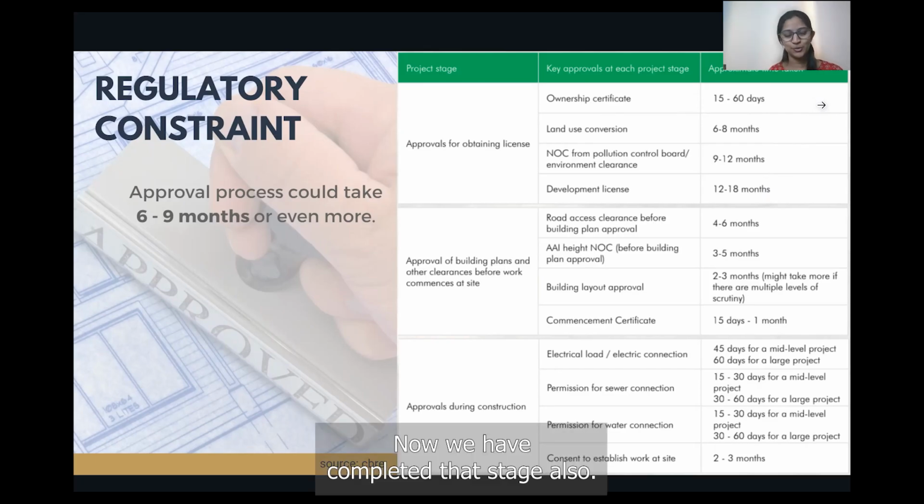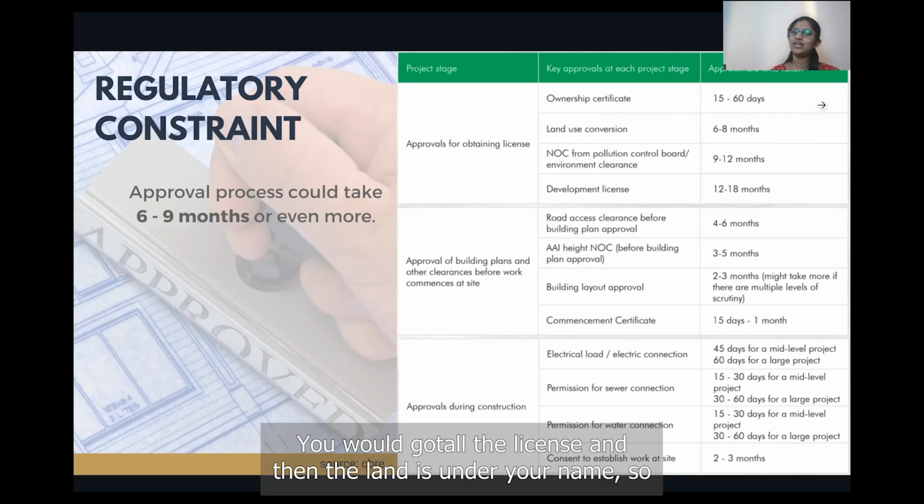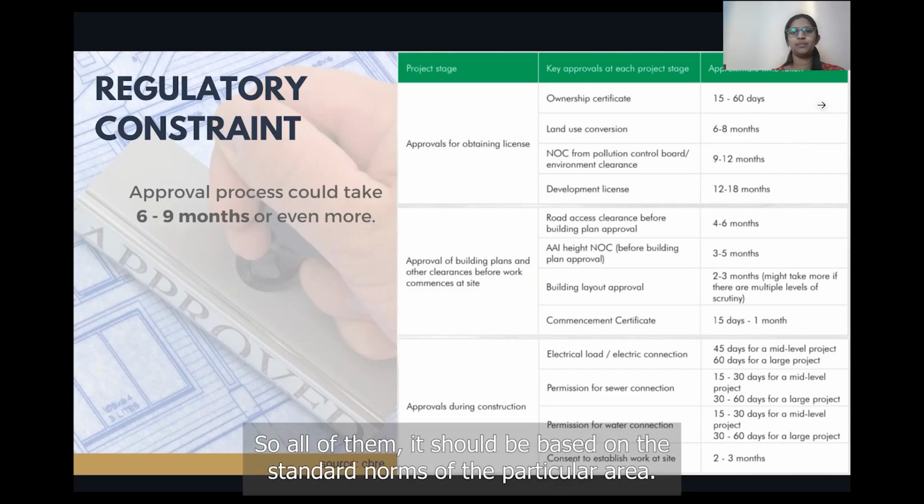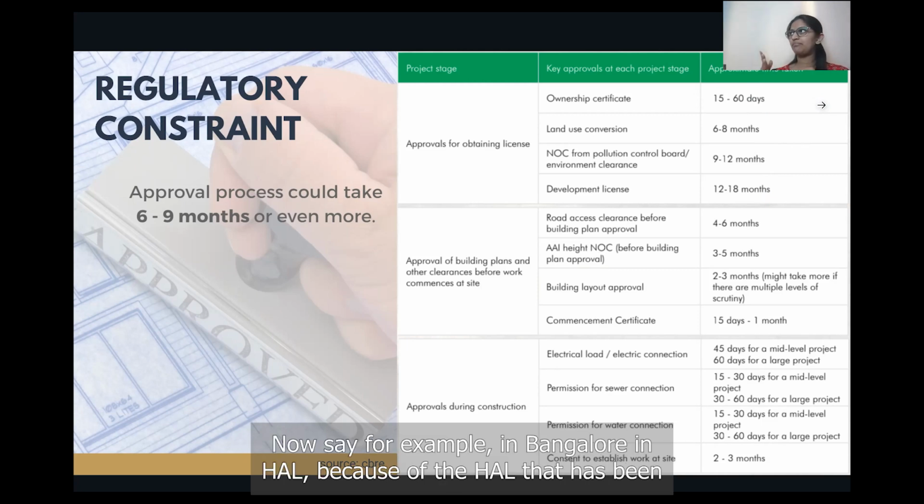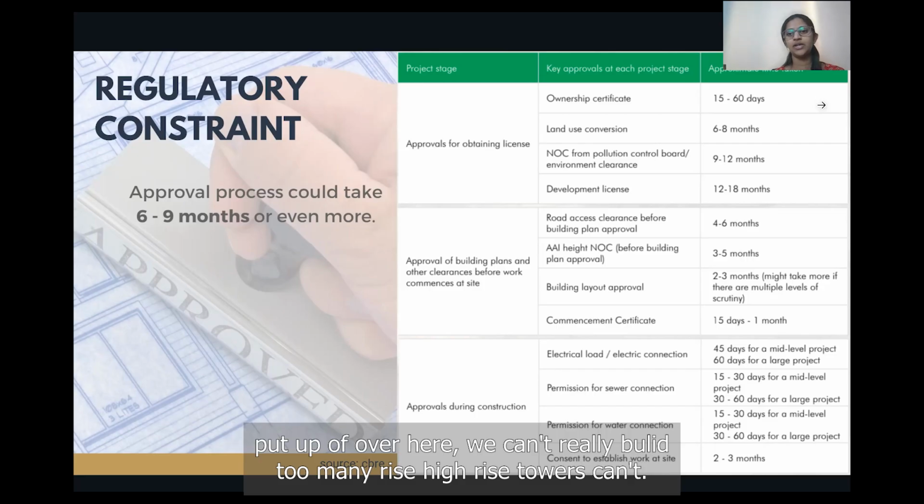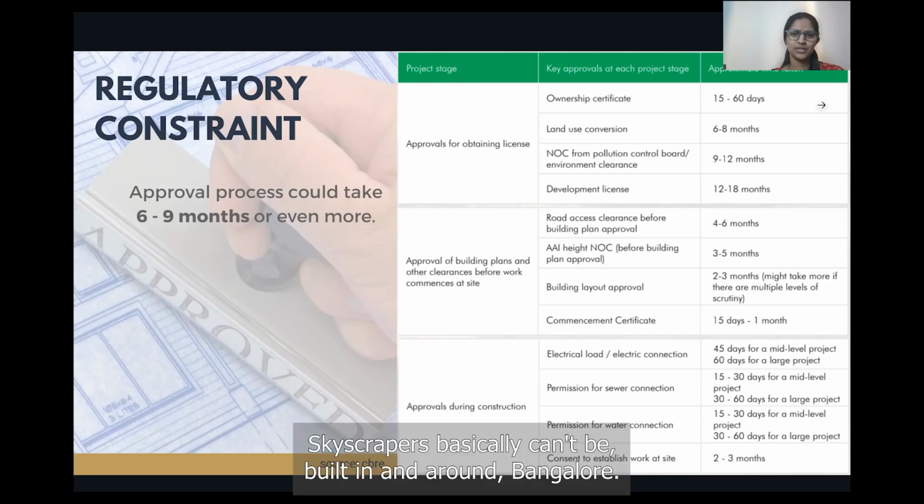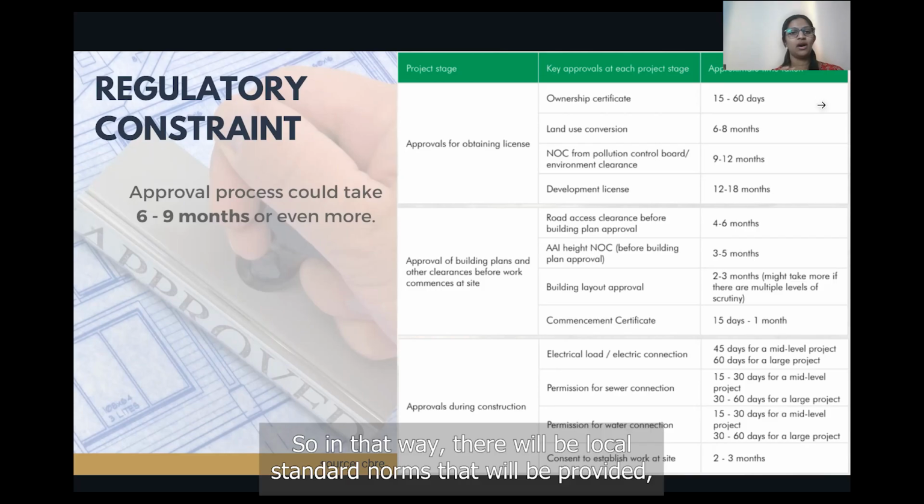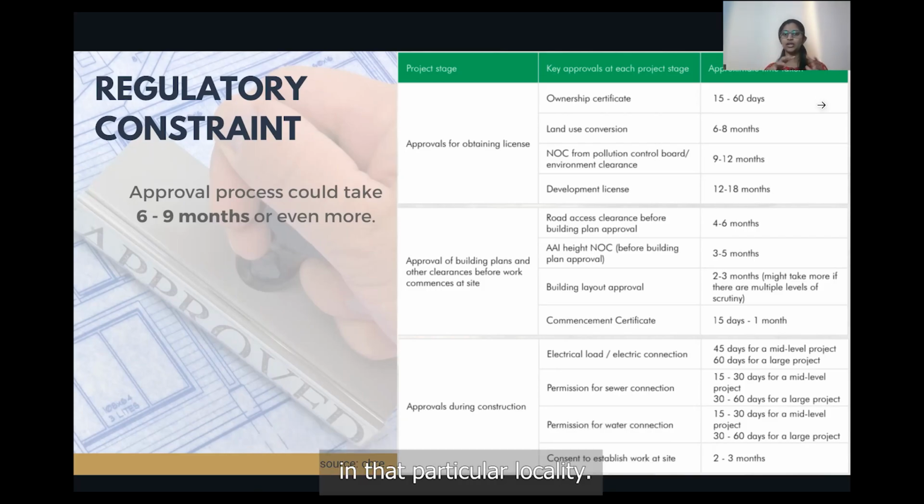Now we have completed that stage also. You would have got all the licenses, and then the land is under your name. So approvals of the building plans now. All of them should be based on the standard norms of that particular area. Now, say for example, in Bangalore, because of the HAL that has been put up over here, we can't really build too many high-rise towers, skyscrapers basically, in and around Bangalore. So in that way, there will be local standard norms provided in that particular locality.